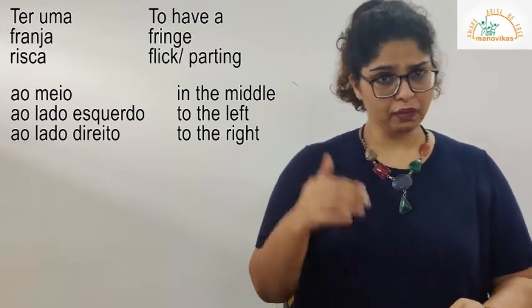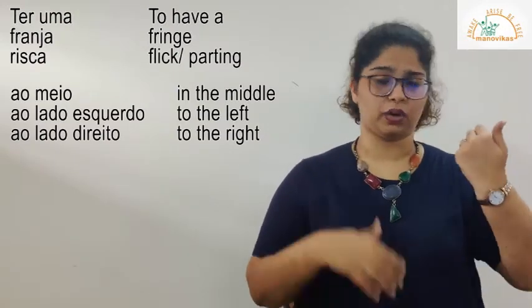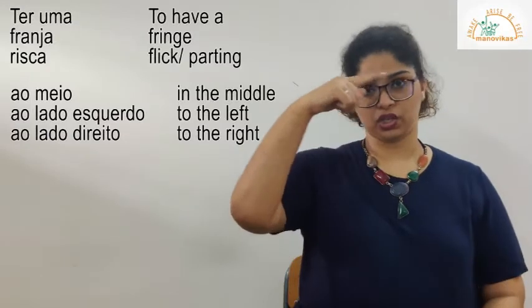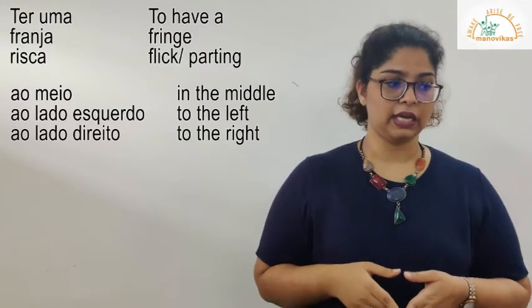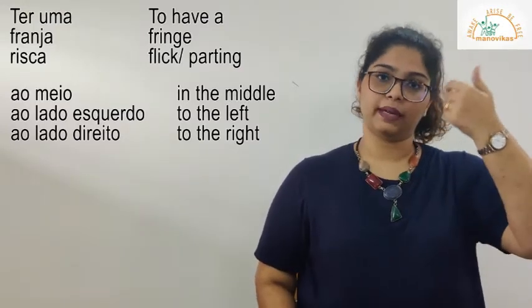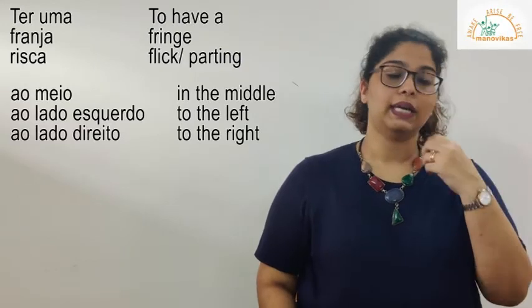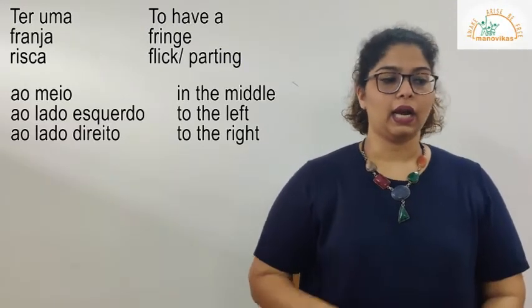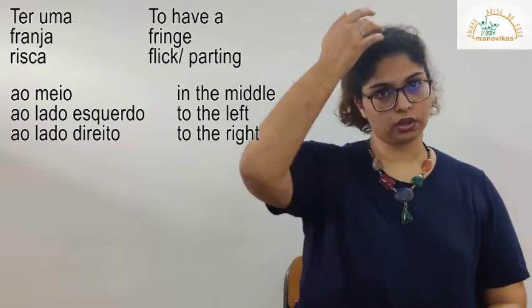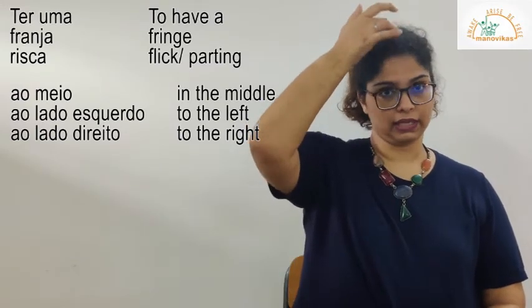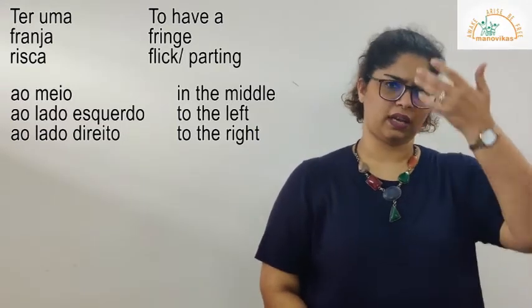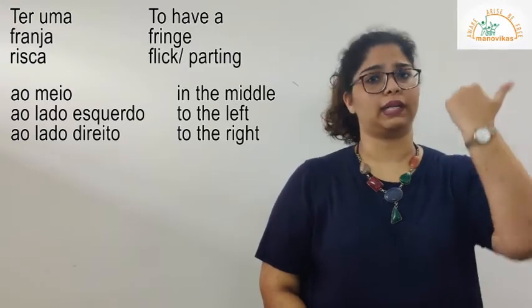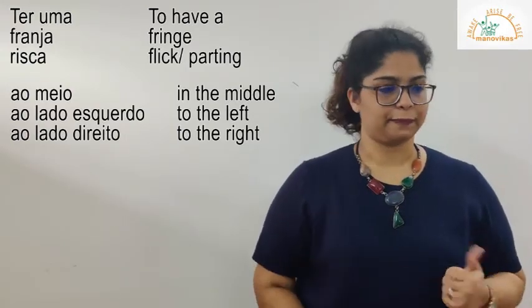The next part is talking about the hair again. Suppose you have a fringe or a side parting or a middle parting, you will say ter uma franja. Franja is a fringe. Ter uma franja. Risca, the bangs you have, that's called riscas. Then you could have the risca ao meio, in the middle, or ao lado, to the side. Right side ao lado direito or ao lado esquerdo, depending on your parting.